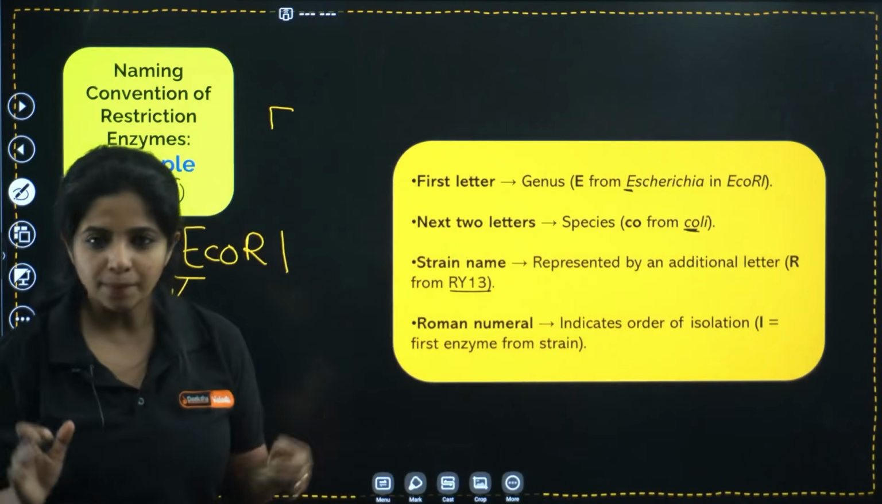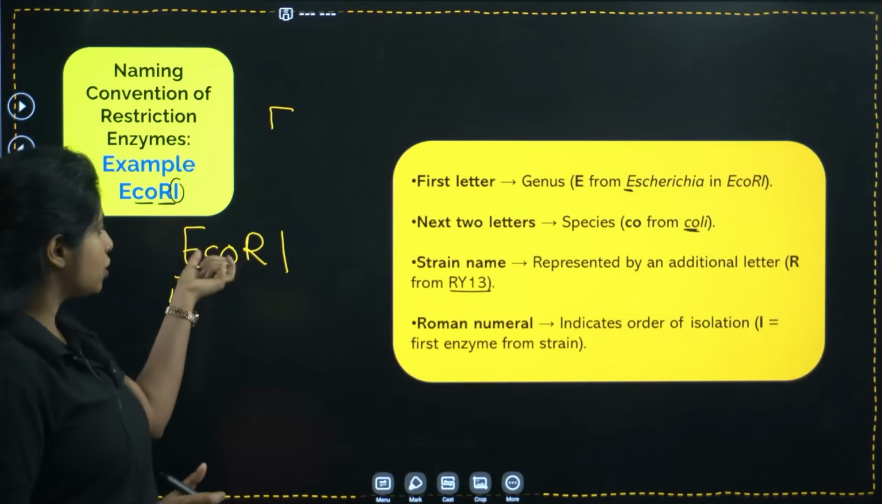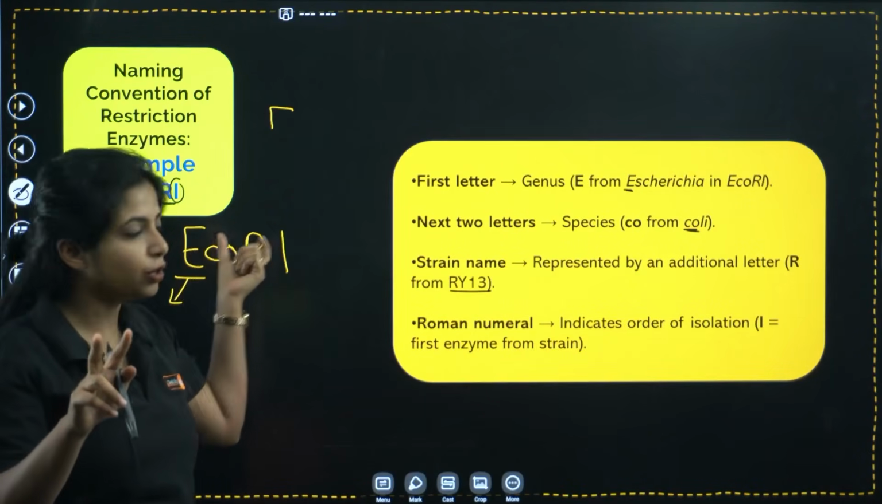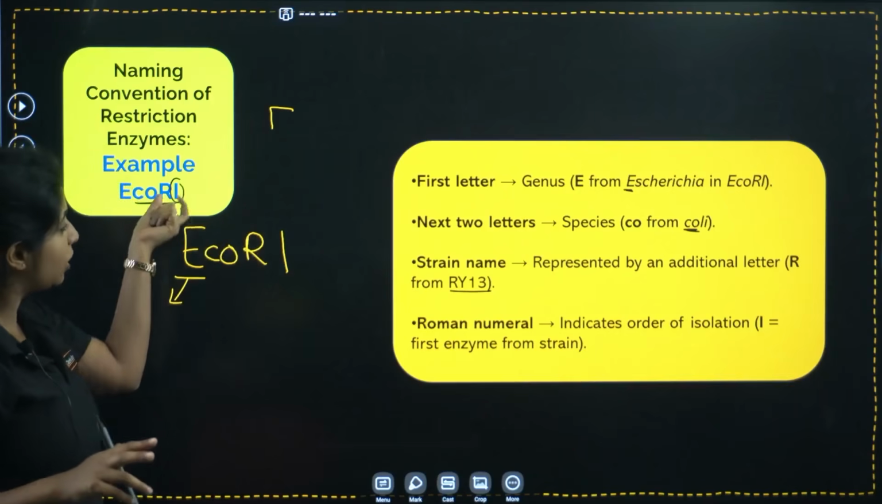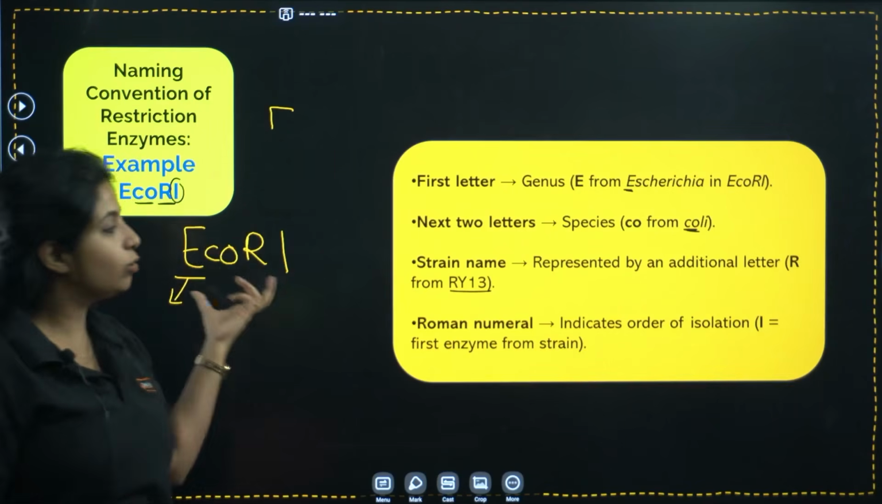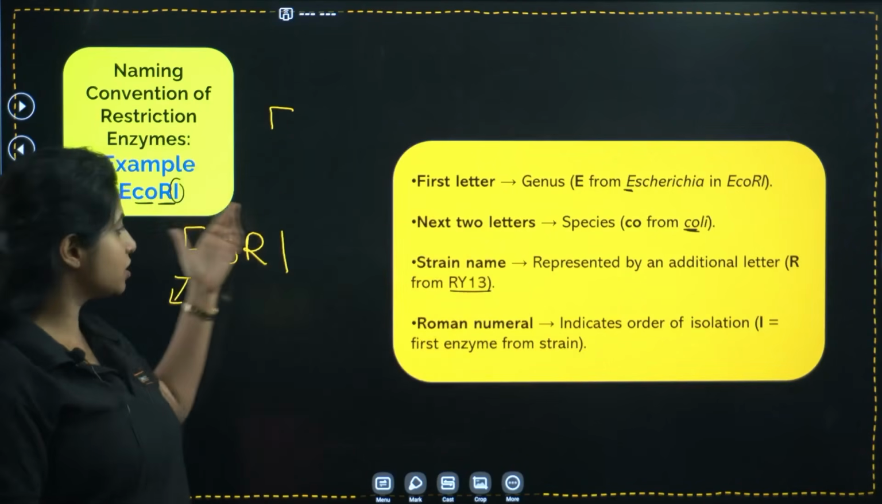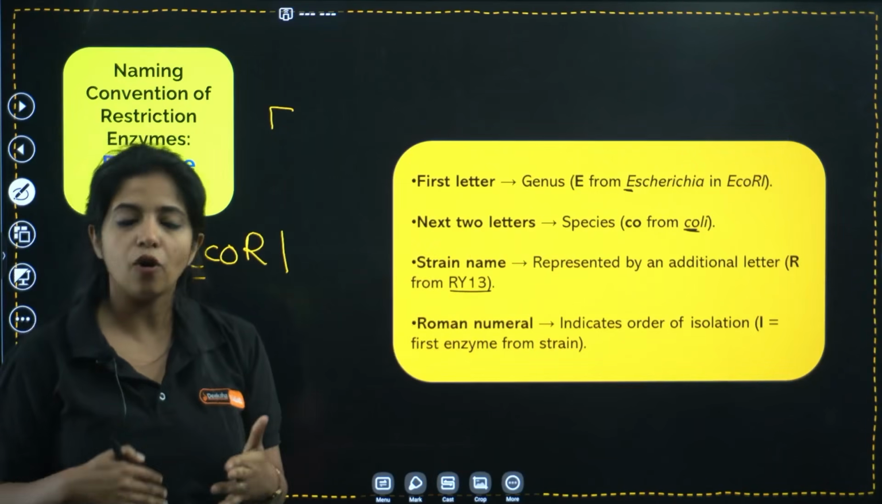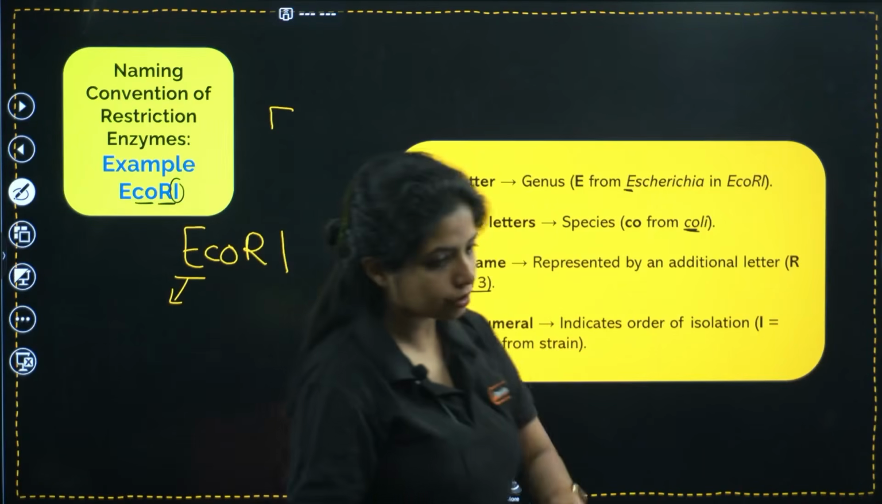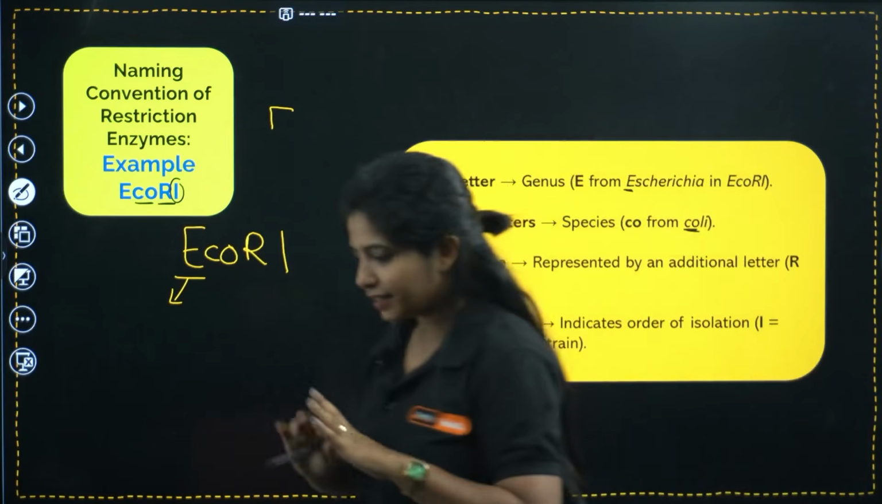So I hope you got it. The first letter comes from the genus name, the next 2 letters from the species name, this letter R you get from the strain name, and the last number indicates the order of isolation, not discovery, basically isolation. Got it? Yes, that's all.